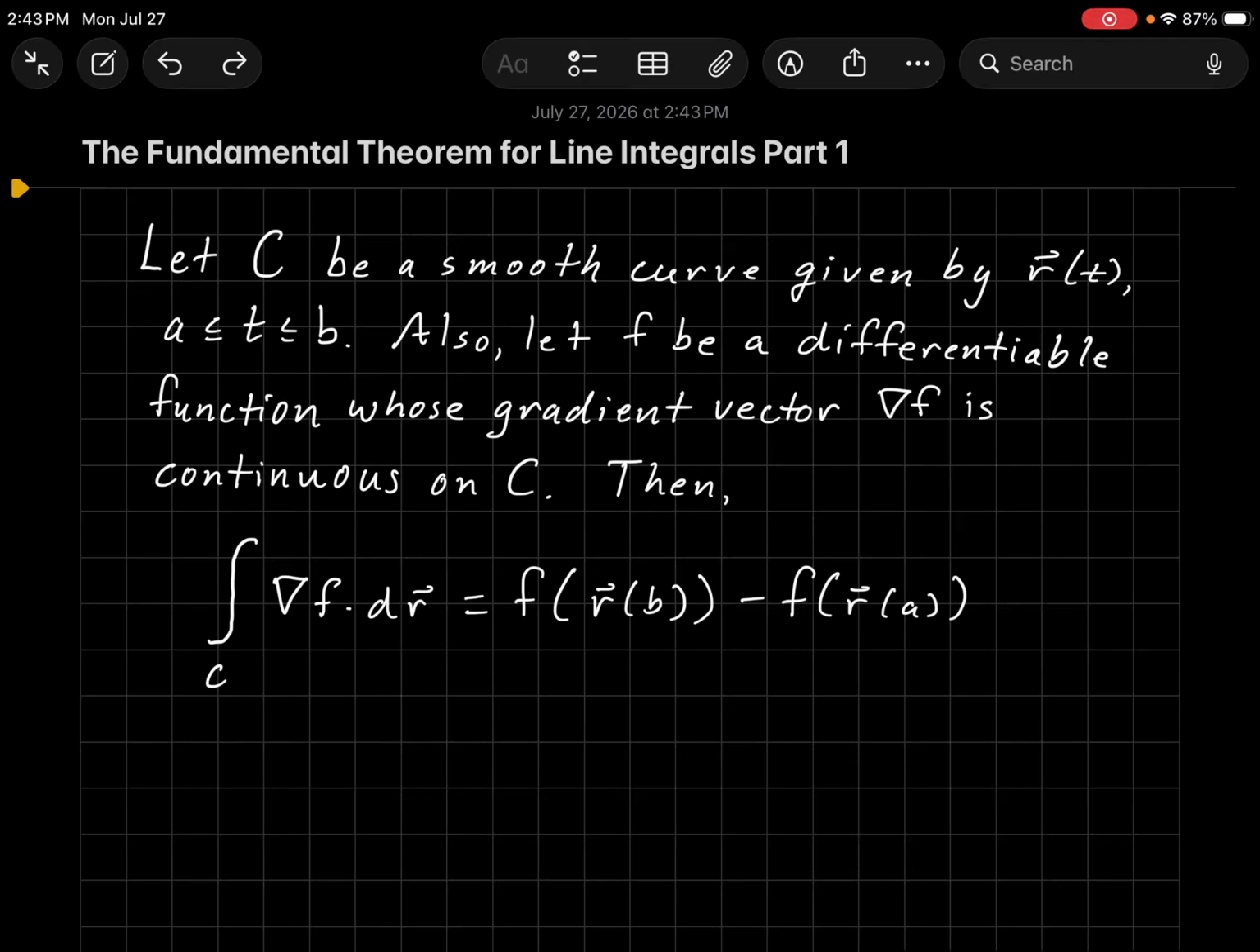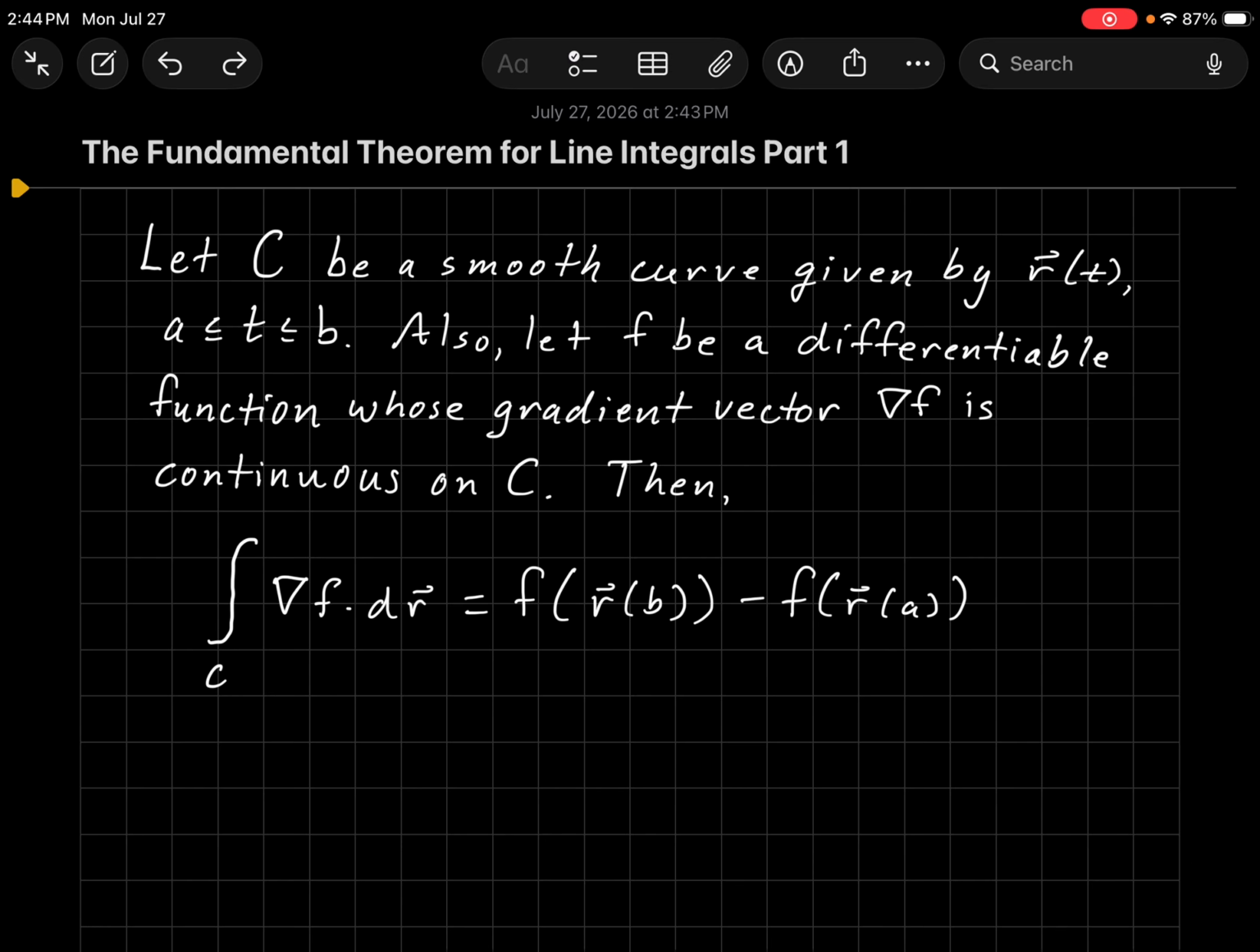Let C be a smooth curve given by r of t on the interval a to b. Also let f be a differentiable function whose gradient vector is continuous on the curve. Then the integral over C of the gradient dot dr is f of r of b minus f of r of a.